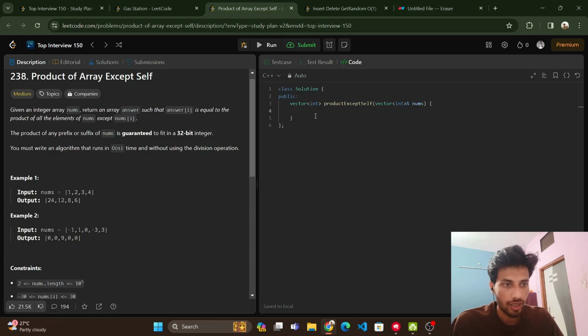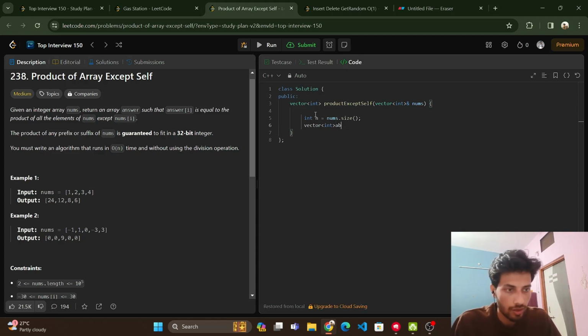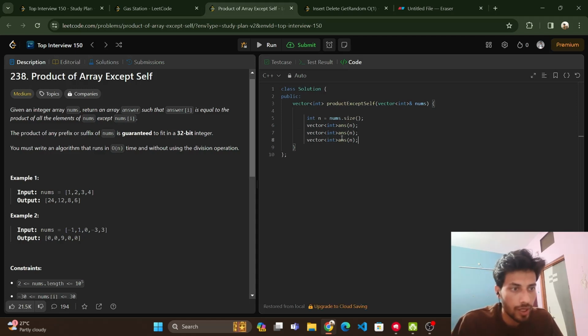Let's write this in our code. So int n is equal to nums dot size, and vector, we will create the answer in which we are going to insert. So answer of n. We are going to create two arrays, one is prefix, let's name it prefix, and let's name the other suffix.